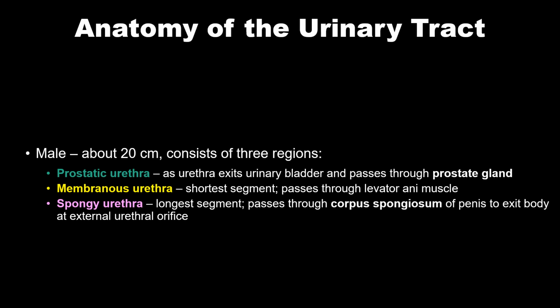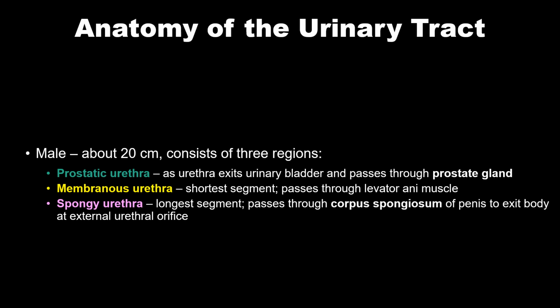The membranous urethra is going to be the shortest segment, and this is what passes through the levator ani muscle. And then you have the longest segment. This is the spongy urethra, passing through the penis to the external urethral orifice. And it is called spongy urethra because it passes through the erectile body of the penis called the corpus spongiosum.